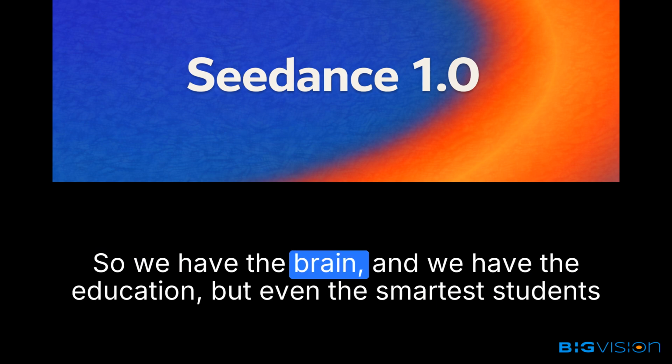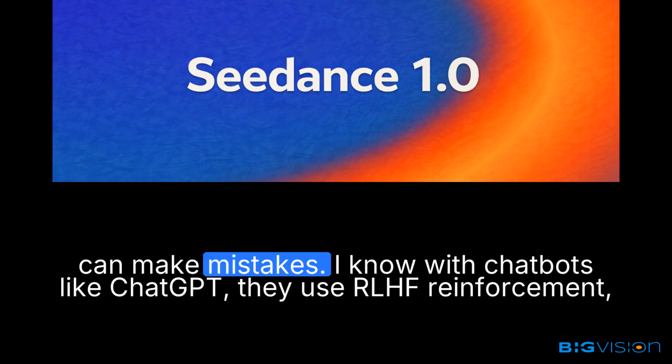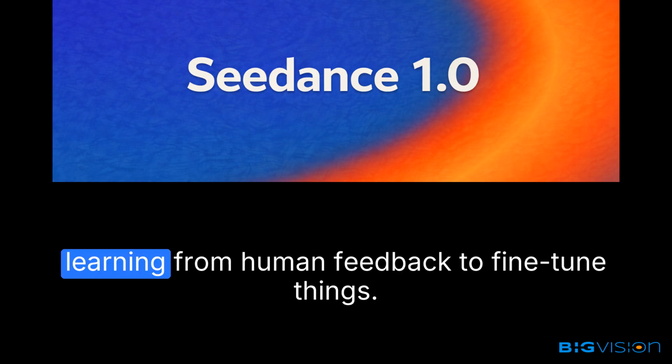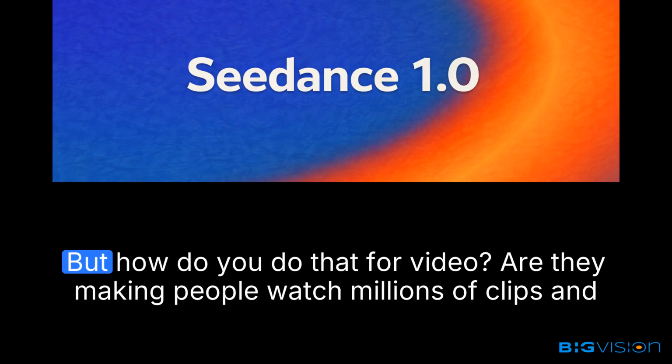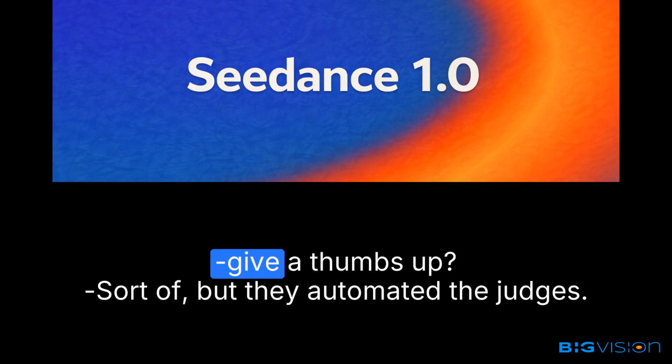So we have the brain and we have the education. But even the smartest students can make mistakes. I know with chatbots like ChatGPT, they use RLHF, reinforcement learning from human feedback, to fine-tune things. Humans voting on which answer is better. But how do you do that for video? Are they making people watch millions of clips and give a thumbs up?